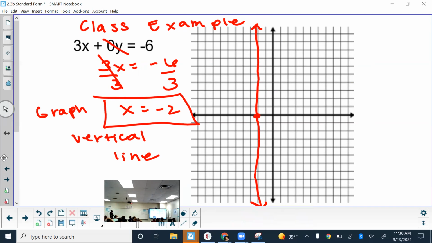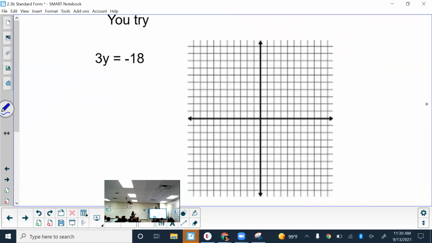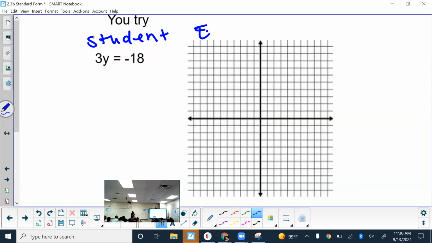Are we ready for the student example? Anyone still writing? Okay. I'm going to put the student example up here: y = -6 on the board. All right, so here's a student example. Don't just tell me the equation, graph it also. I need to make sure you guys can graph it on a test. So try this one out.